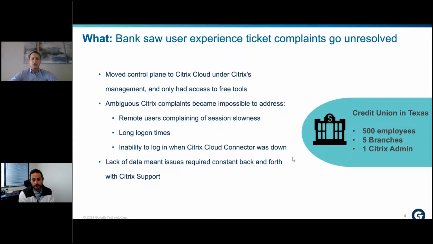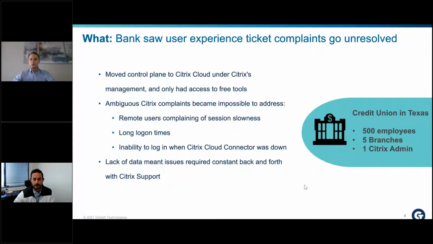And given that change, they were initially utilizing the free Citrix tools and some of their traditional server monitoring. But as Citrix complaints and user experience issues occurred, not that they necessarily increased, but as they continued to occur as normal operating procedure, random tickets from different users and things of that nature, they had a very difficult time resolving them.